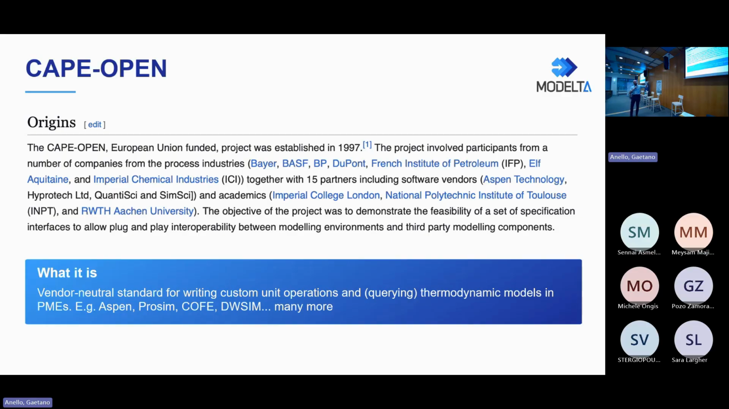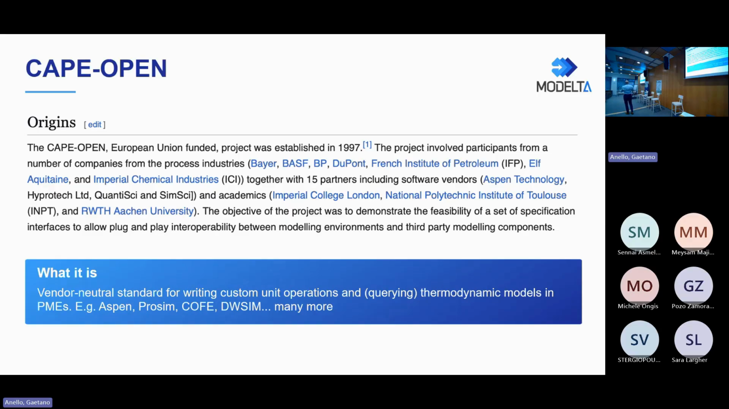And third, CAPE-OPEN. So this little Wikipedia thing here. It's actually quite old. This is a standard that partners from industry and academia came up with because they recognized this problem: that it's not easy to build something if you're Praxair and you want to build your reactor really truly in Aspen. It wasn't possible before they came up with this.